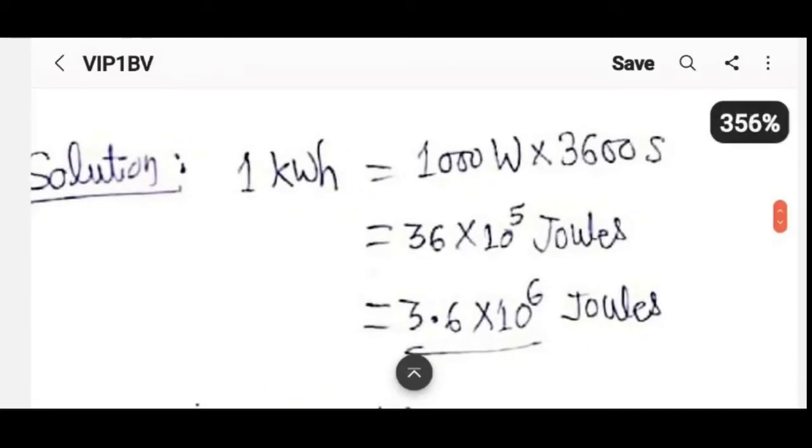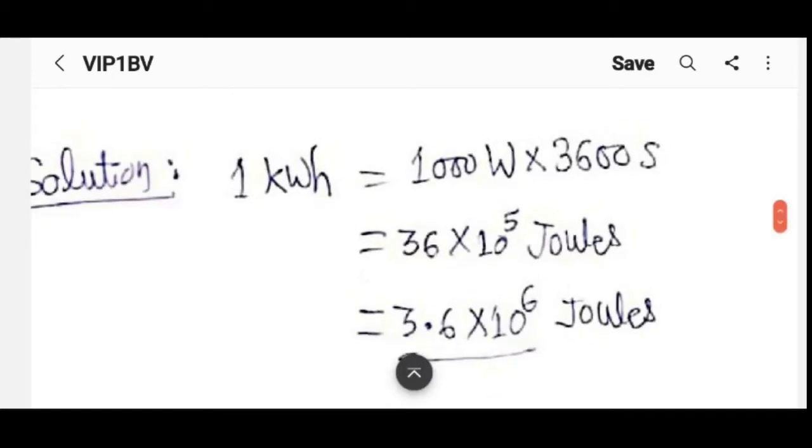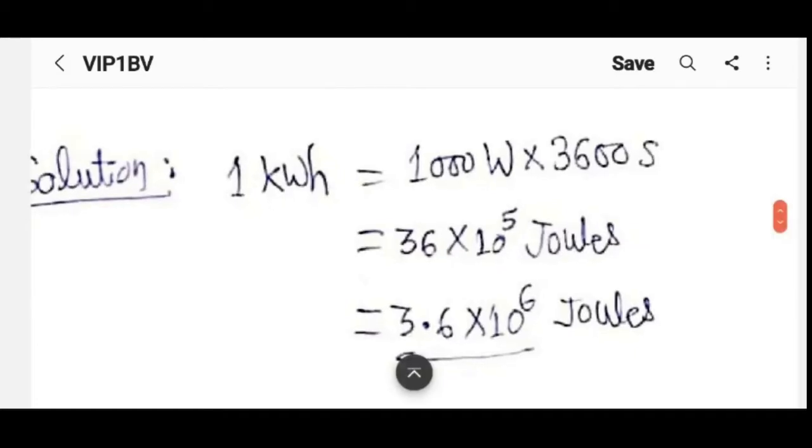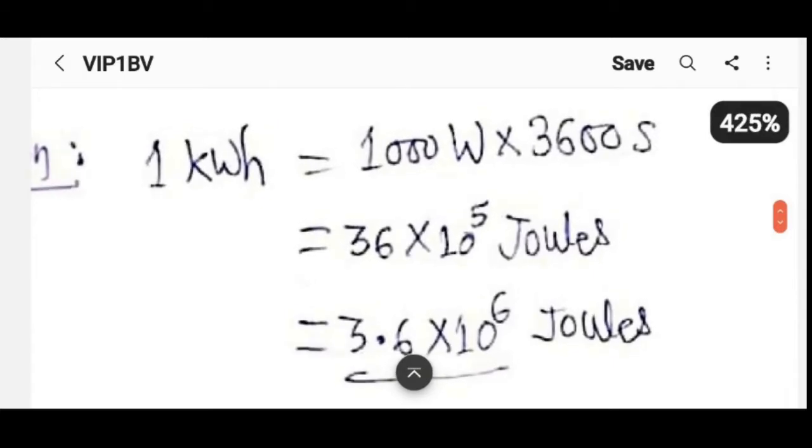And you know that watt into second is joules. So 3600 into 1000 joules. Simple, very simple actually. 1 kilowatt hour is 36 into 10 raised to the power 5 joules. That's the conversion formula. Or you can say 3.6 multiplied by 10 raised to the power 6 joules. 1 kilowatt hour is 3.6 megajoules.